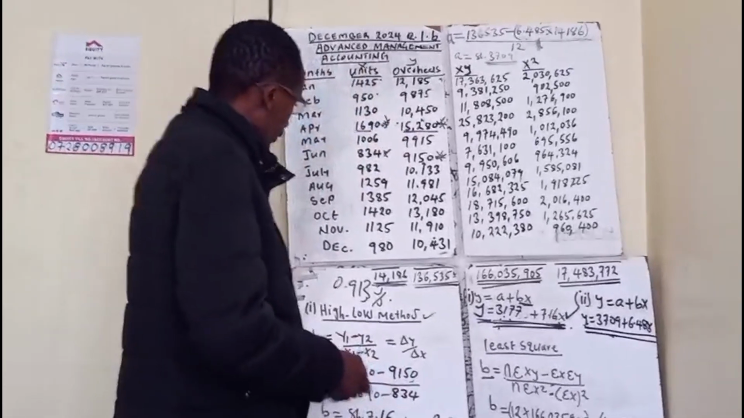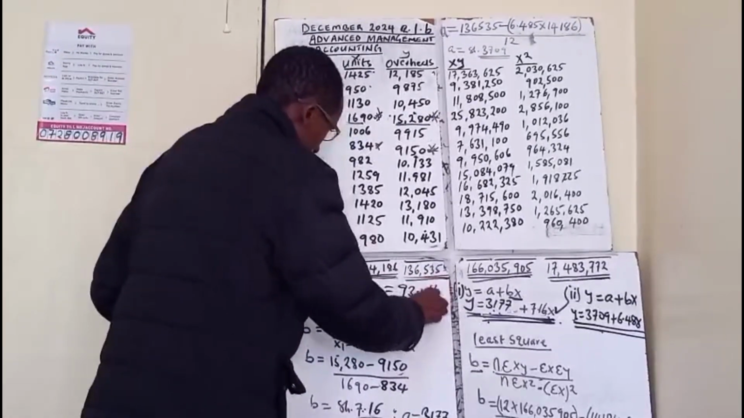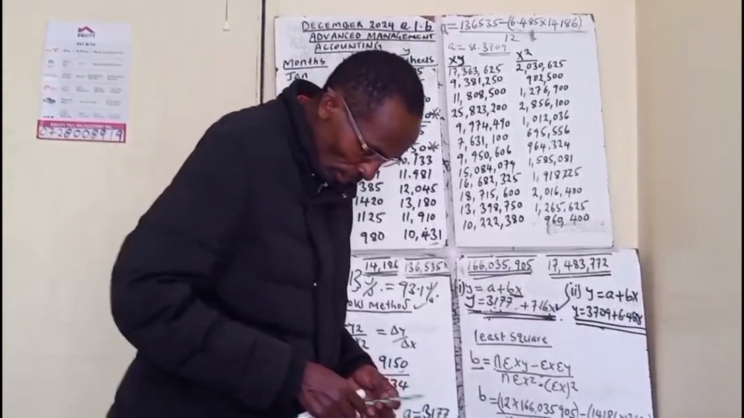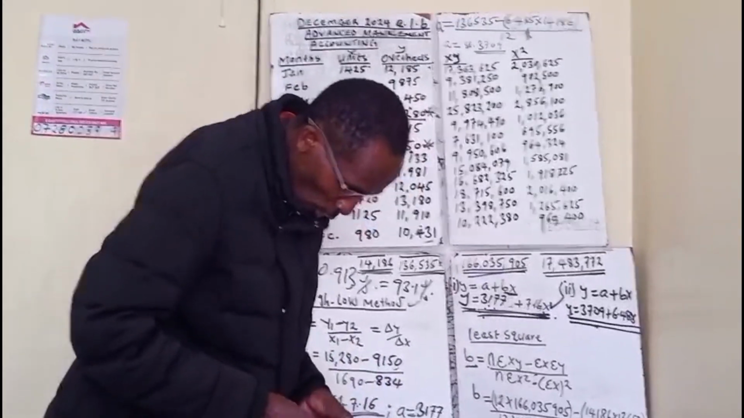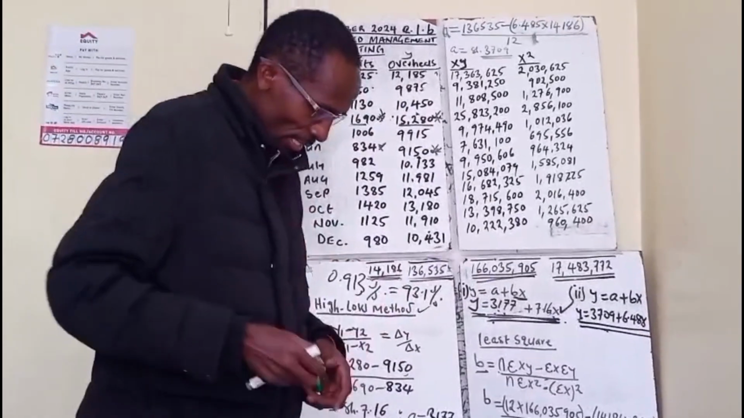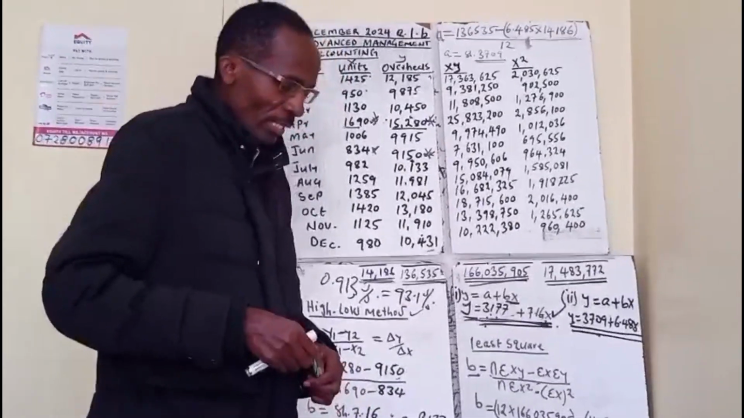91.3%, I think that is what they have given. 91.3%. Changes in the dependent variable are explained by the independent variable.